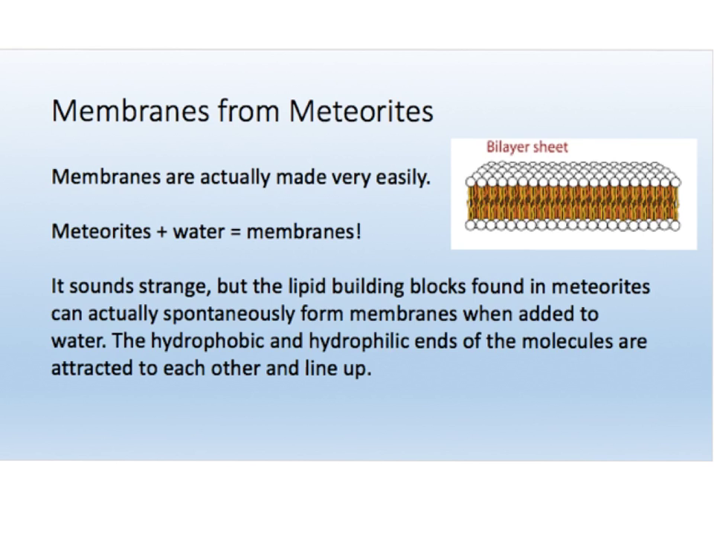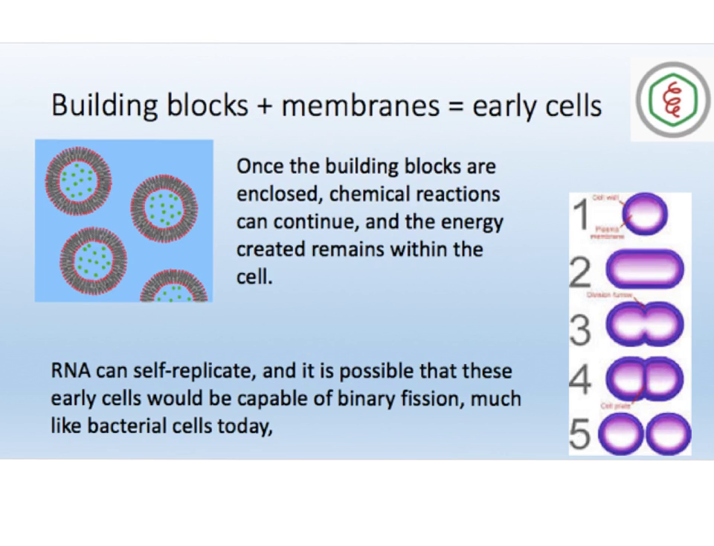It turns out membranes can actually come from meteorites. They're actually made very easily. If you add a meteorite to water, you get membranes. And what happens is lipids are the building blocks of membranes of cells here on Earth, and these are actually also found in meteorites. And they form spontaneously when the meteorites are added to water. The hydrophilic and hydrophobic, the ones that both like and are repelled by water, line up automatically.